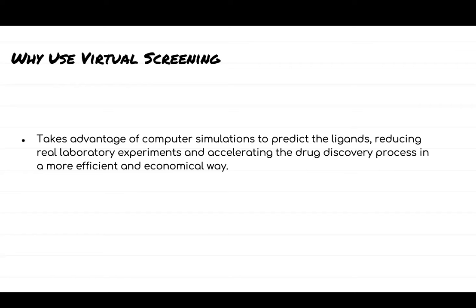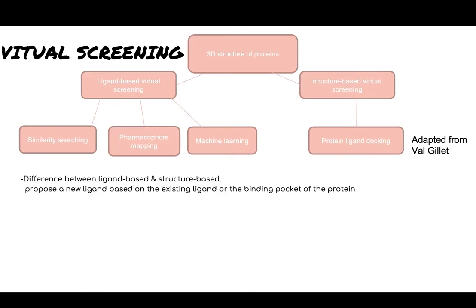After specifying the importance of using virtual screening, let's then simply talk about the possible virtual screening techniques so as to get to know which one should be used in our project. The virtual screening can be divided into two parts, ligand-based virtual screening and structure-based virtual screening. The difference between them is proposing a new ligand based on the existing ligand or the binding pocket of the protein. Okay, let's move to the similarity searching of the ligand-based virtual screening part.